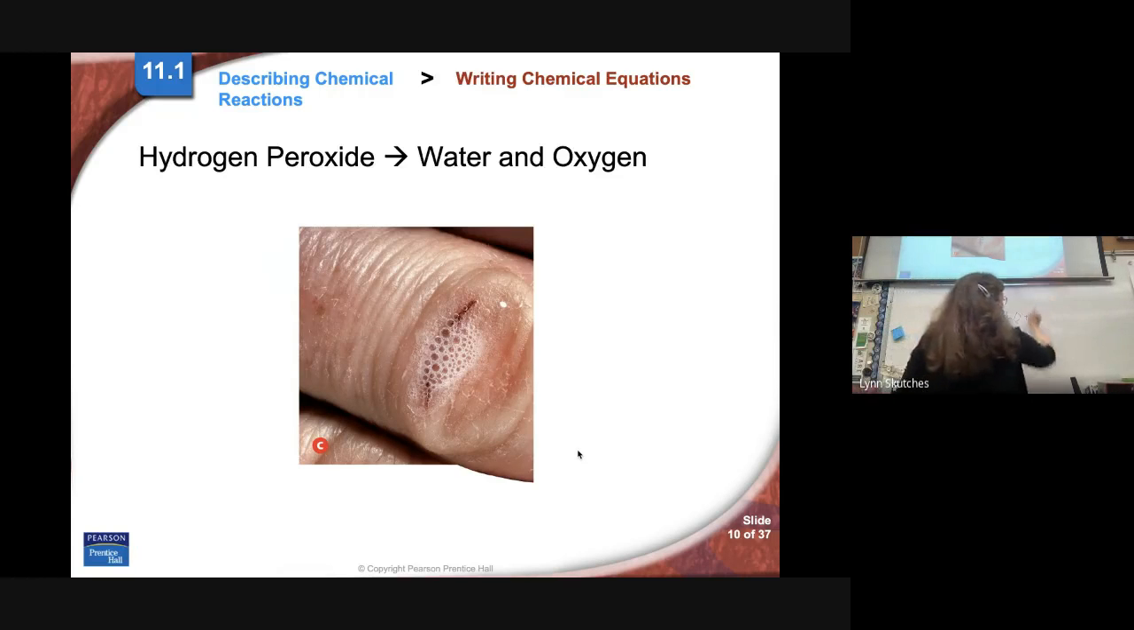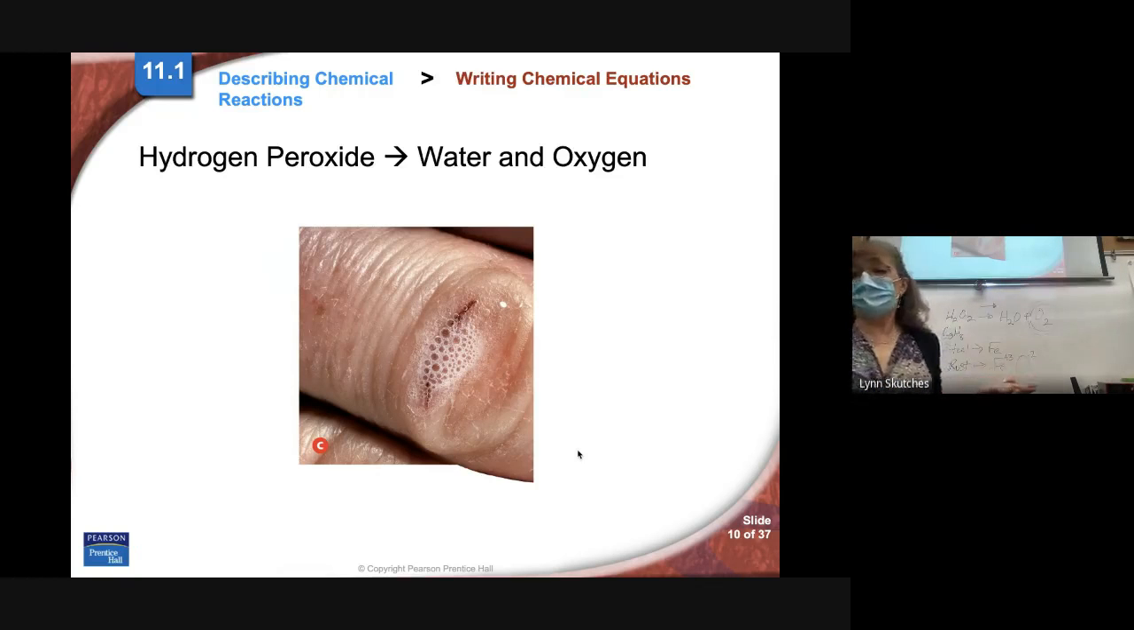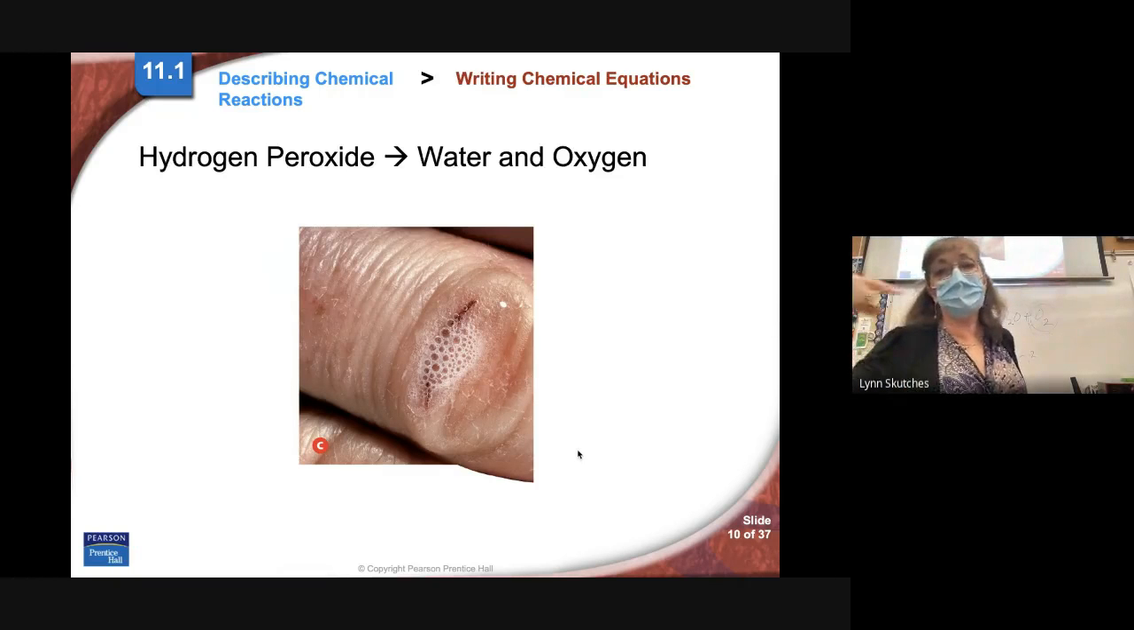And you guys know from biology that most bacteria are anaerobic, which means what? They don't need oxygen. Aerobic exercises means you need more oxygen. Anaerobic means no oxygen. So if you put this on your cut or use it as a mouthwash, the oxygen smothers the bacteria, or can. So the bubbles are oxygen gas forming. And we'll do a little reaction with that.